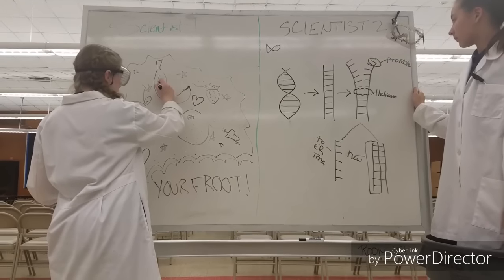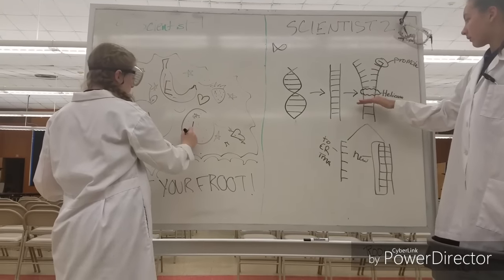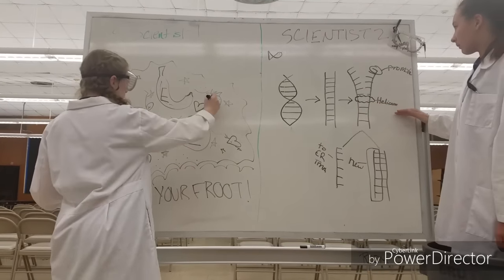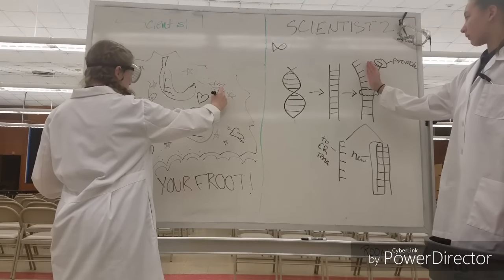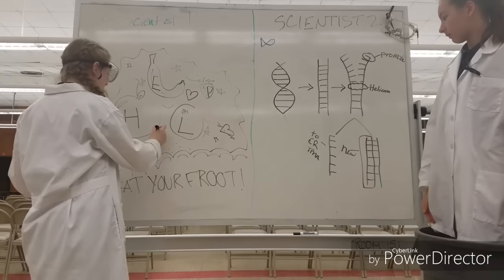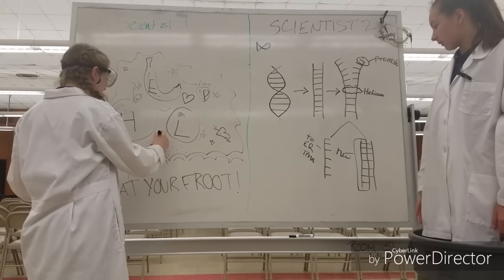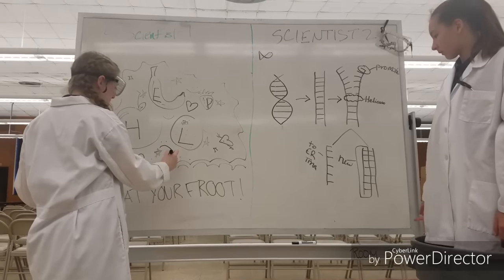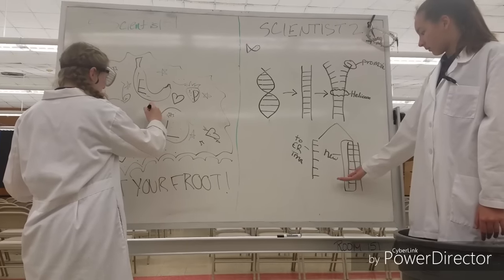Next, RNA polymerase creates a helicase bubble and breaks the hydrogen bond between these base pairs, typically unzipping the DNA pair. Step 3, RNA polymerase adds complementary base pairs to the leftover RNA.